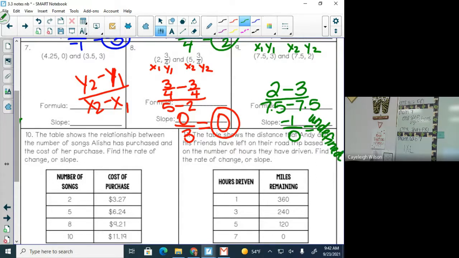Now we're going to let somebody special tell me the answer to this, and it's Preston, because Preston told me the answer to this question the other day. Preston, why is that one undefined? You told me the other day.